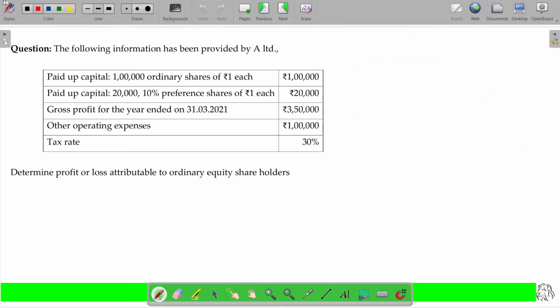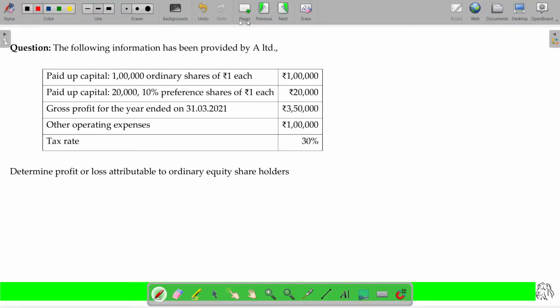Now let's see. The following information has been provided by A Limited. Determine profit and loss attributable to ordinary equity shareholders. Come on, find out the earnings available to the equity shareholders from this illustration. It's a very simple one. Gross profit for the year ended being 3.5 lakhs. Okay, GP.